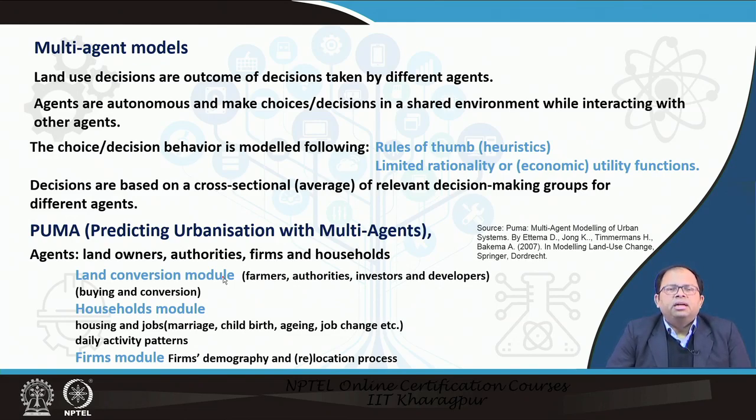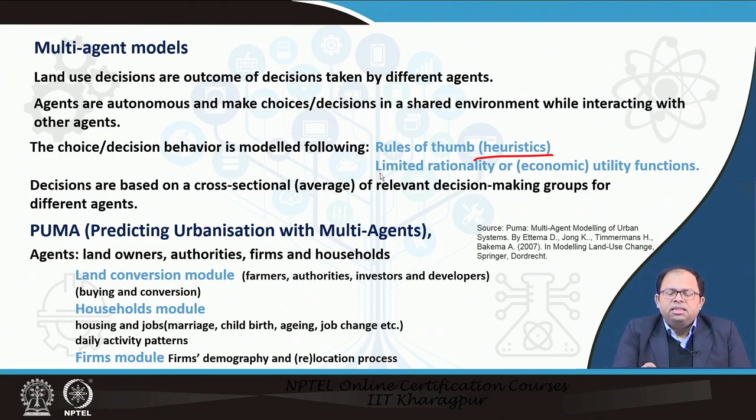So these are the different components that are considered in this particular model. Agents are autonomous and they make choices and decisions in a shared environment while interacting with other agents. The choice and decision behavior is modeled following either rules of thumb, which is heuristics, or limited rationality or utility functions. This is similar to the discrete choice that we have discussed.